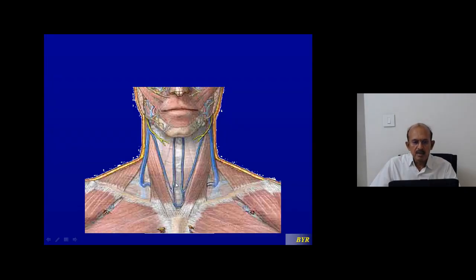How many parts are there of the cervical fascia? How many layers are there? What are they? If you want, you can speak out in your mic. Okay, the investing layer. Other is the prevertebral layer, and the third one is the pretracheal layer. Very good. So there are three layers.